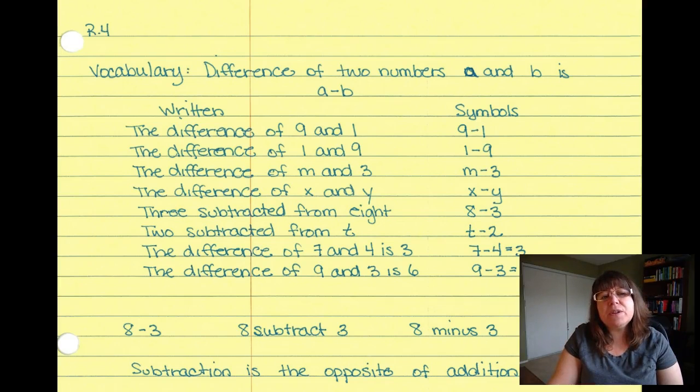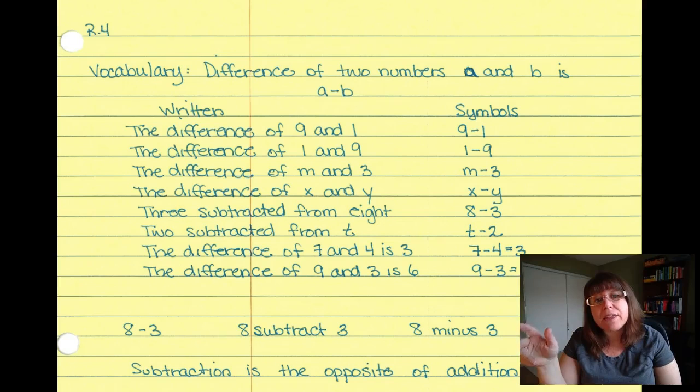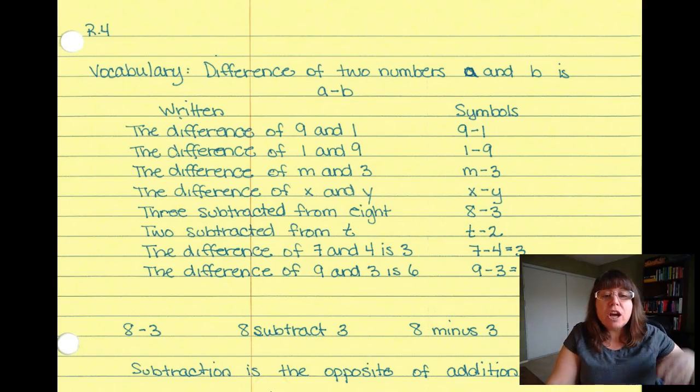One of the most difficult things, I believe, is to translate what would be in writing or what we say into math symbols so we can do the math. We're going to start talking about some vocabulary. So the difference of two numbers A and B would be written as A minus B.